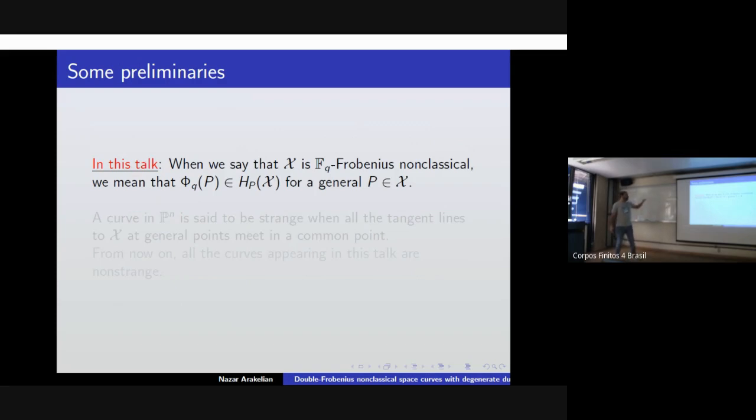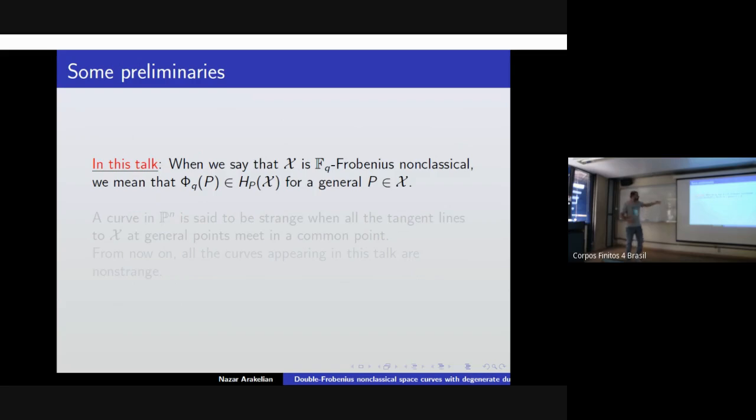So in this talk, every time I say that your curve is F_q Frobenius non-classical, I mean that at the general point P in X, the image of the Frobenius map lies on the osculating plane at this point. Why did I put this in red? Because this is not quite the definition of Frobenius non-classical curves. It's the same thing for plane curves, but in higher dimensional space it is not. This condition implies Frobenius non-classicality, but I will use this property here. If I have time, I can explain why this is.